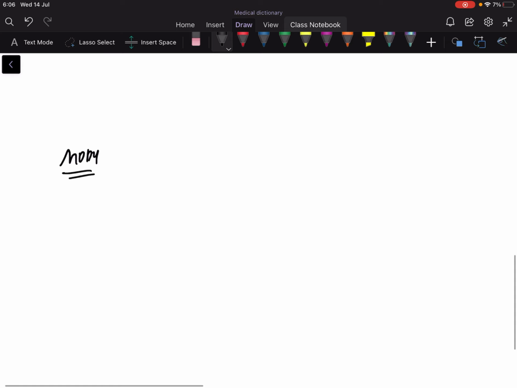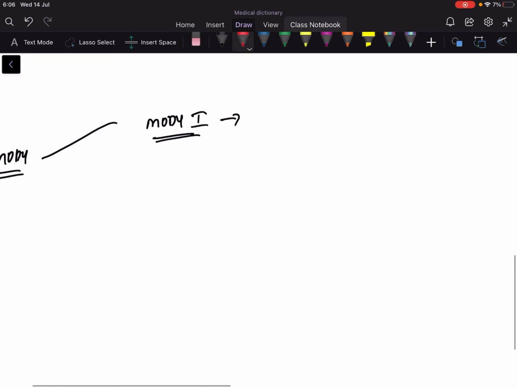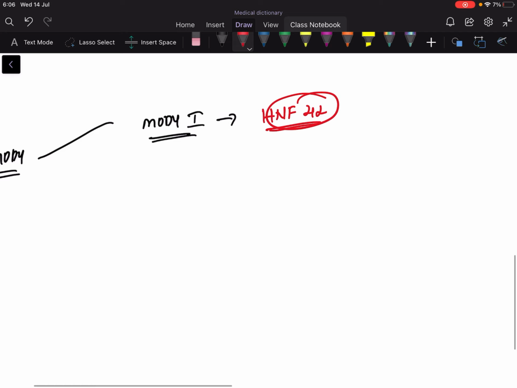MODY is divided into different types. The first one is MODY 1. What is happening in MODY 1? In MODY 1, there is a defect in hepatocyte nuclear factor 4 alpha. So what is this hepatocyte nuclear factor 4 alpha?